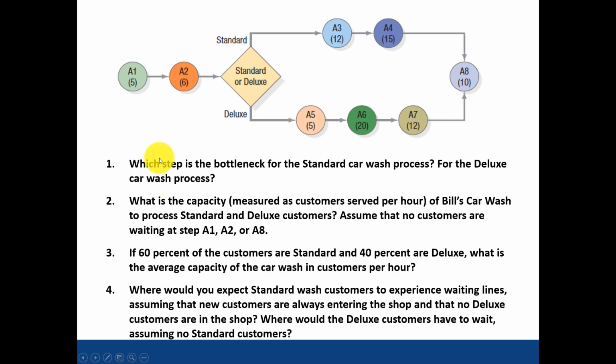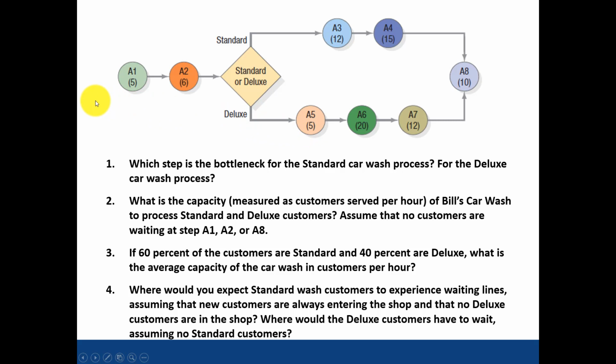Okay, so 4 questions. Number 1, which one is the bottleneck for the standard car wash process? So up here. Number 2, what is the capacity, which is measured as customers served per hour, of Bill's Car Wash to process both a standard and deluxe? Assume that no customers are waiting at step A1, A2, or A8. So here there's no waiting, things are just flowing. What is the capacity? If 60% are going for a standard and 40% are going for deluxe, what is then the average capacity for the complete car wash?